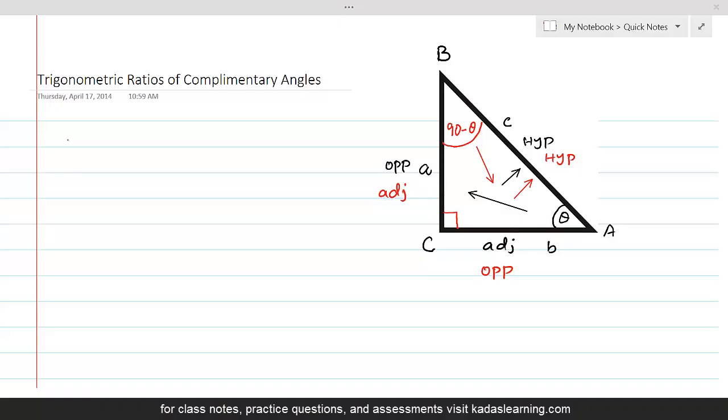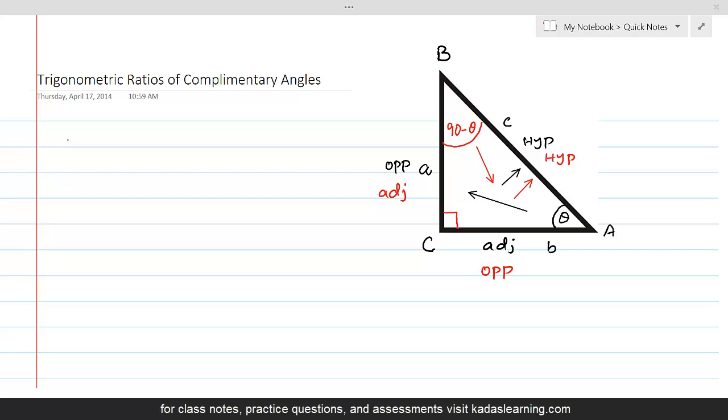In this lesson, we'll learn the relationship of trigonometric ratios of the given angle with trigonometric ratios of the complementary angles of the given angle. Here we have a triangle ABC in which the angle of 90 degrees is at vertex C. So the side opposite to 90 degrees is called hypotenuse.